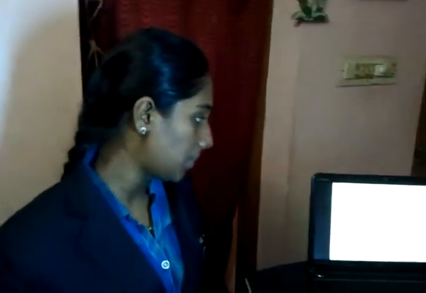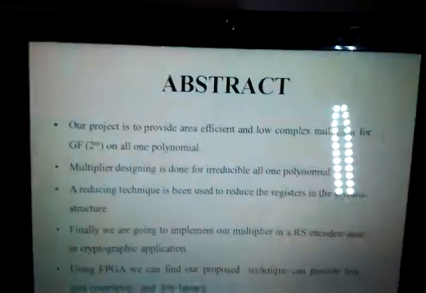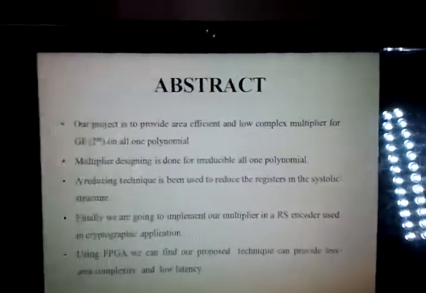A finite field multiplier simply means the multiplier which reduces the number of bits in the final output. Whereas an all-one polynomial is one in which the polynomial expression has all coefficients equal to 1, and an irreducible all-one polynomial is a polynomial expression which cannot be factorized easily.